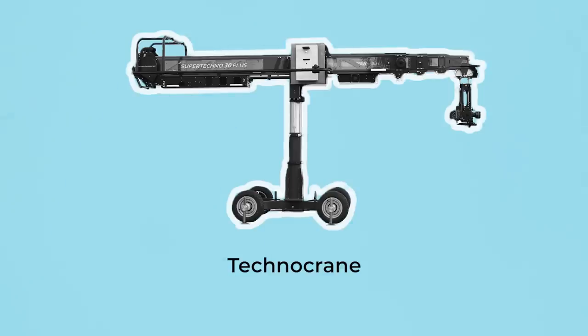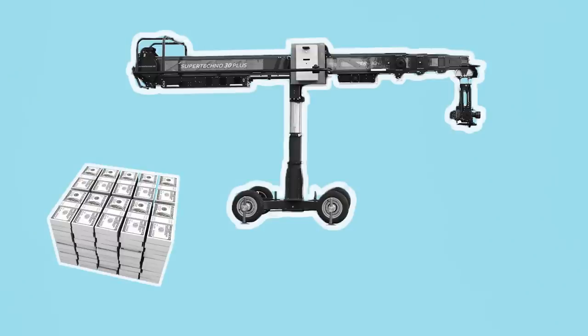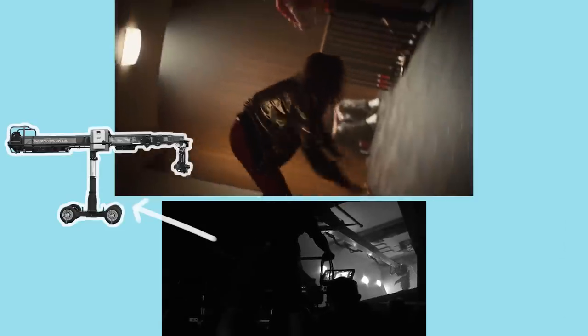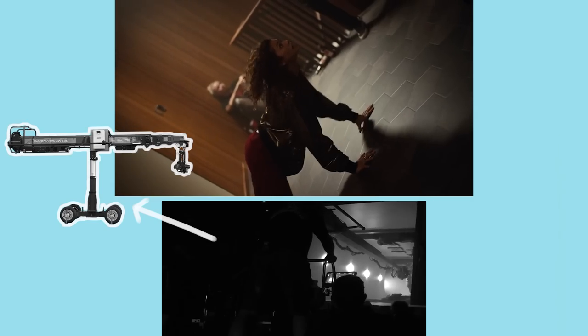While the dolly allows filmmakers to achieve a wide range of smooth movements, a technocrane or telescoping crane takes that to the next level. However, it does come at a cost, being one of the most expensive pieces of grip gear to rent, along with requiring hiring specialized crew members to operate it.